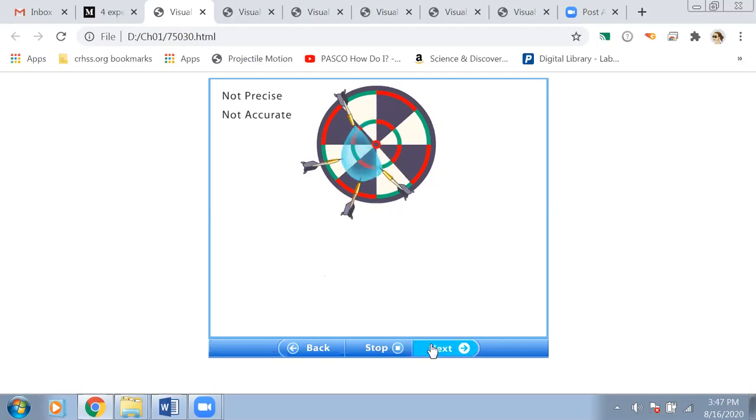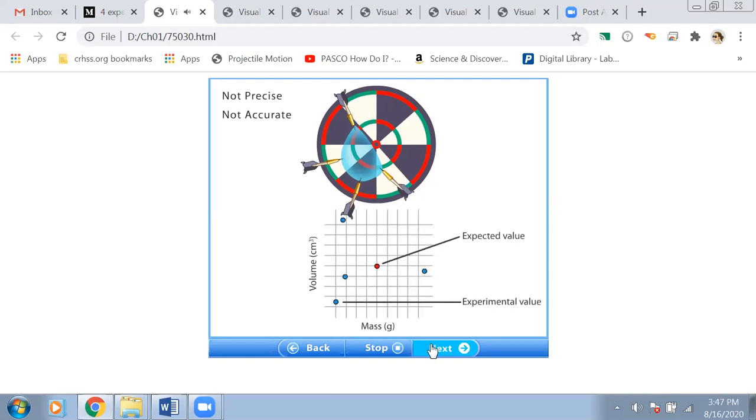Here we have a set of throws that are neither clustered together nor very close to the target. This set of throws is not precise and not accurate. These experimental results, likewise, are not precise and not accurate.